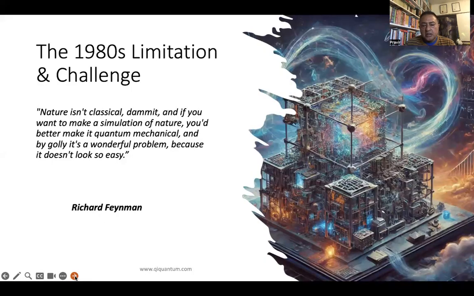So in the 1980s, Dr. Richard Feynman, a physicist, saw limitations with the contemporary computational approaches if they were to simulate nature, which is quantum mechanical. And he summarized this by this quote: "Nature isn't classical, damn it. And if you want to make a simulation of nature, you'd better make it quantum mechanical. And by golly, it's a wonderful problem because it doesn't look so easy."